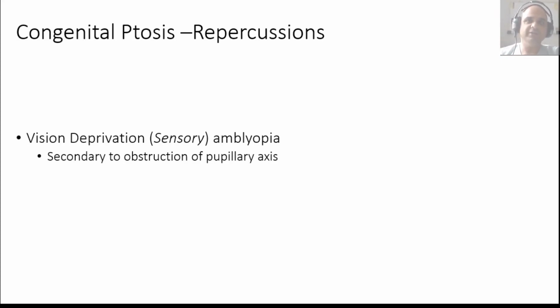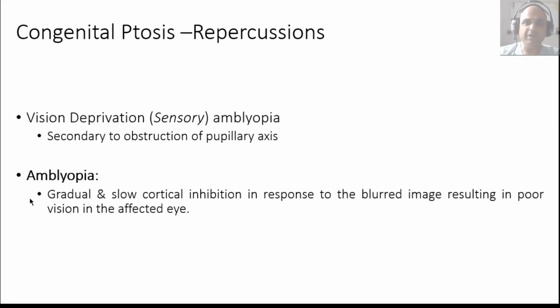Obviously, not all congenital ptosis would be severe enough to cause vision deprivation, but any congenital ptosis that's covering the visual axis can potentially lead to amblyopia if not managed in time. So I put the definition of amblyopia here for those who had probably forgotten it by now. It's just that your cortex is inhibited from receiving visual signals from the affected eye, resulting in poor vision for that eye simply because the retina is not stimulated enough.